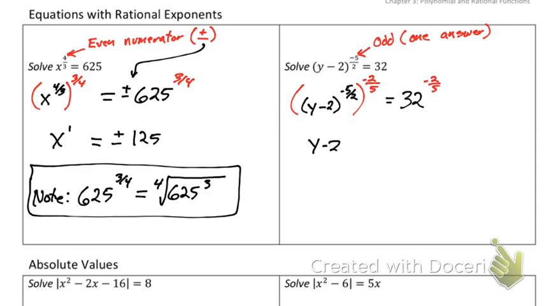So I have y minus 2 equals, yes? 0.25. I'm just going to leave it as a quarter. Now we're going to add 2 to both sides, which would be 9 over 4.